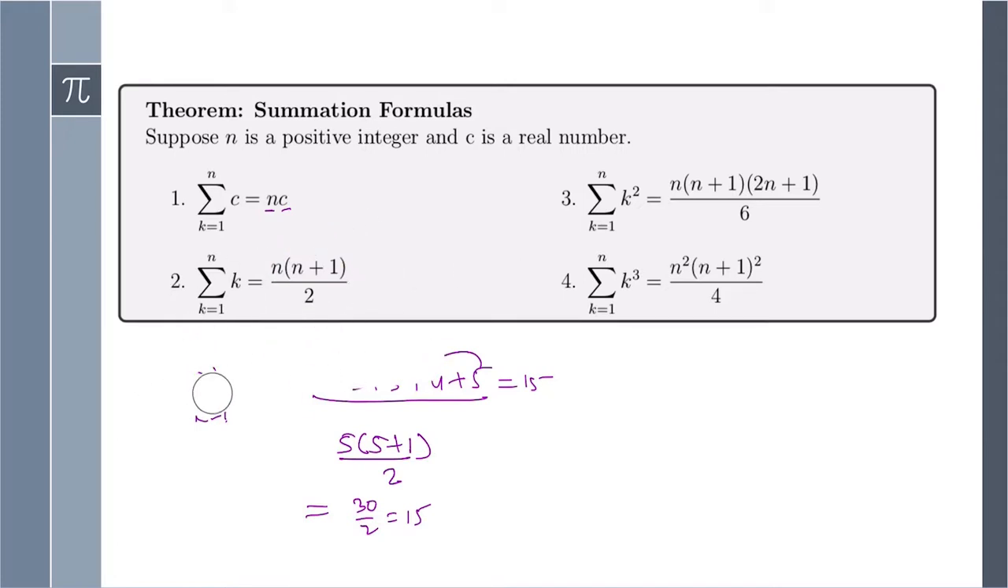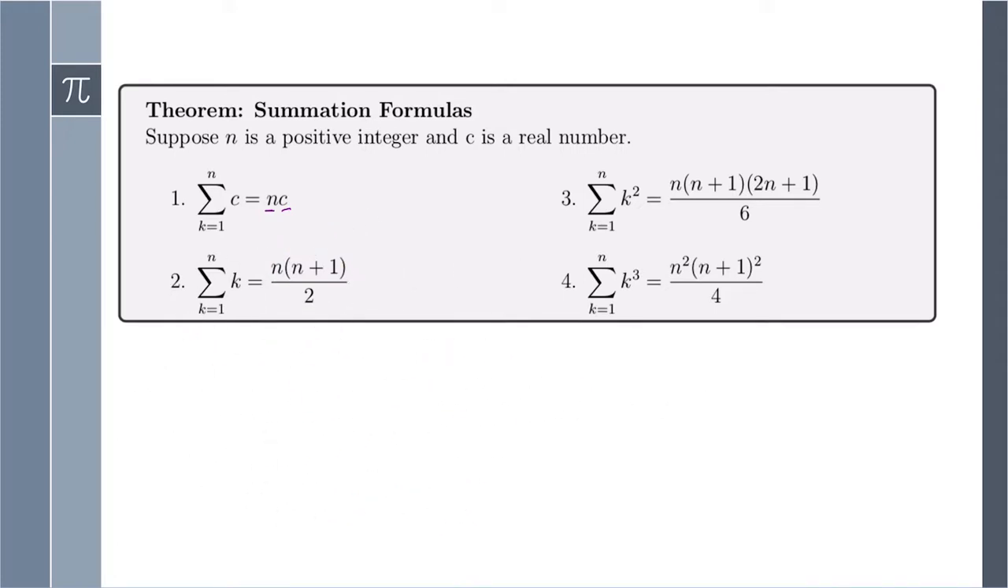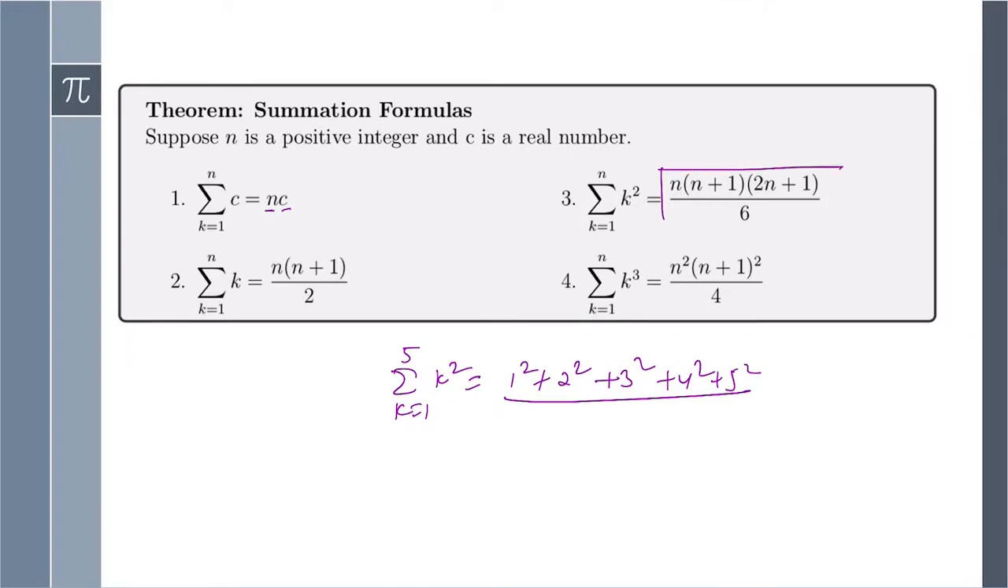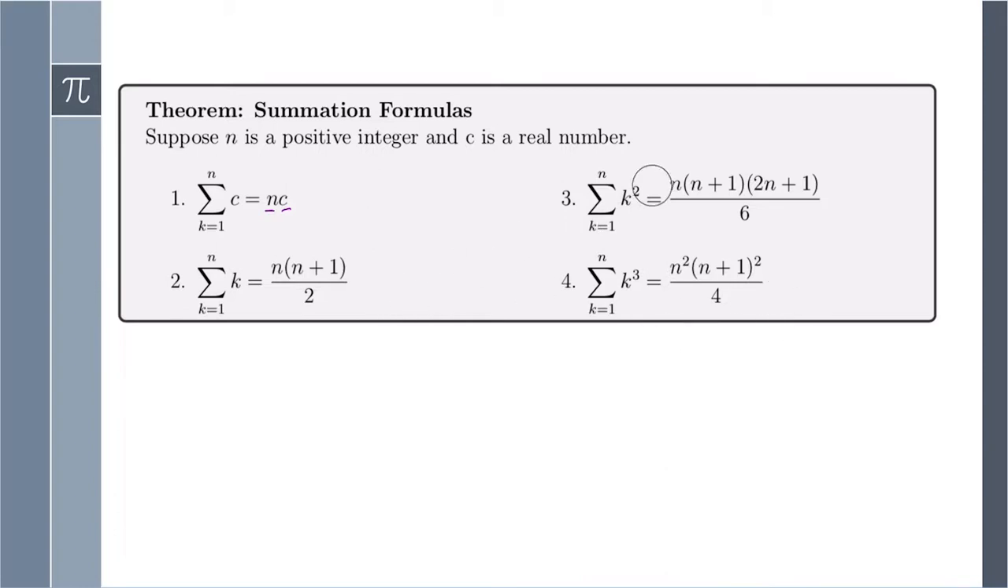Similarly, number 3 is the sum of the squares of the natural numbers. Which means if we have k equals 1 to, let's say, 5 and k squared, it means 1 squared plus 2 squared plus 3 squared plus 4 squared plus 5 squared. So you have to square them and then add them. Instead of doing that, we can just use this formula, which means 5 times 5 plus 1 times 2 times 5 plus 1 over 6, and that gives us this sum. Similarly, this is the formula for the cube of natural numbers. There are some other formulas, but these are the ones that we are really going to use here. So this is very important that you remember this.